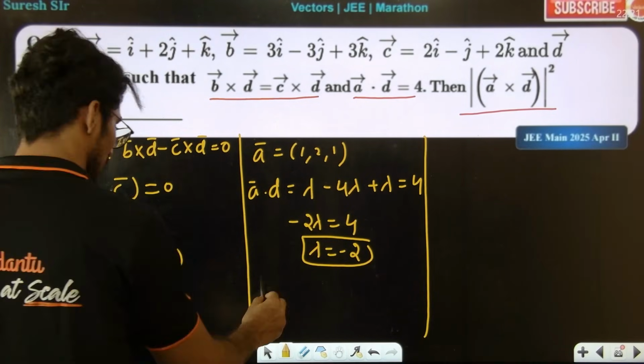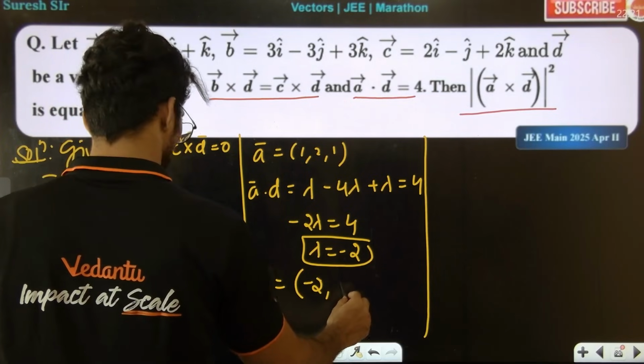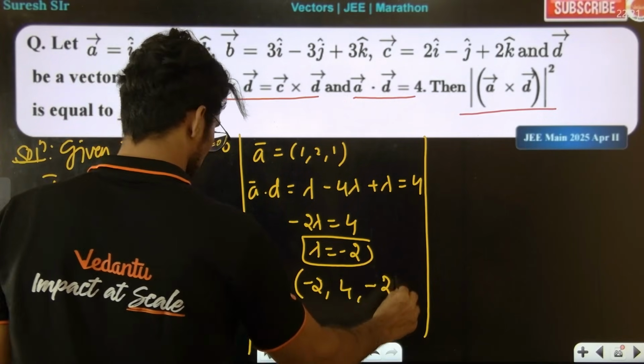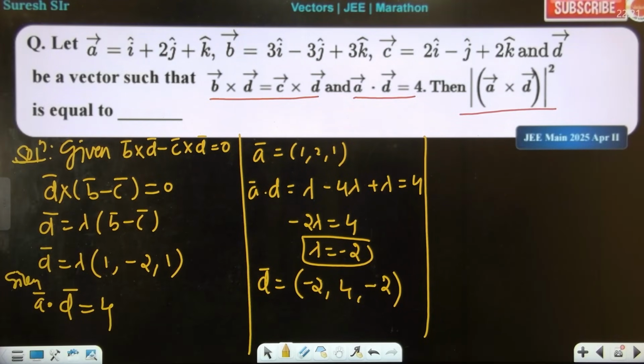Then what is the D vector going to be? Minus 2, 4, and then minus 2. D vector is minus 2, 4, minus 2. You understand? This is what the D vector is all about. You understand, people? Yes sir.